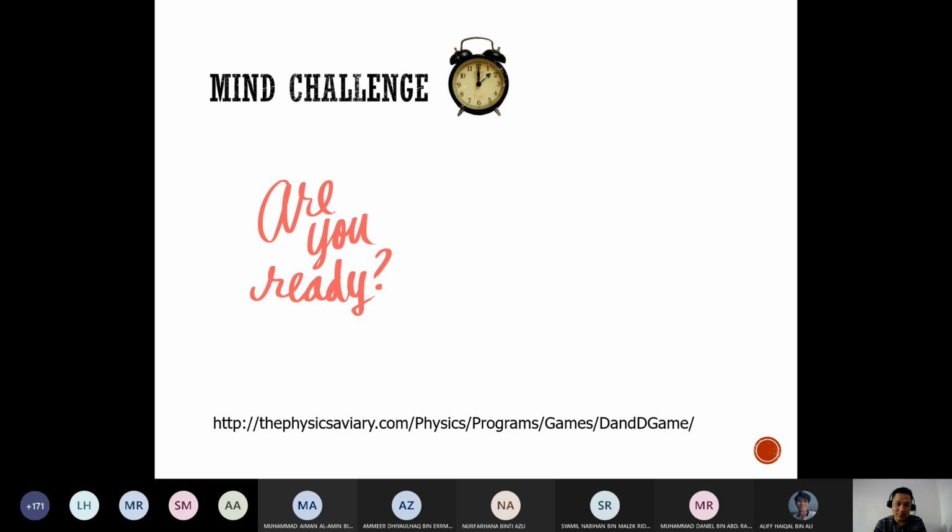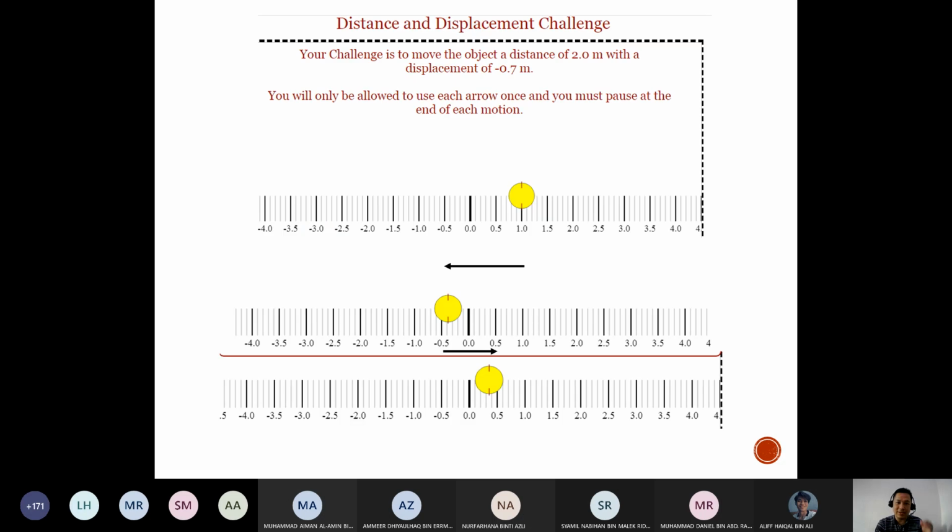Okay, so if you enter the games, I post another, the same thing. You will see this: distance and displacement challenge. I give you about 5 minutes. So the rule is there.